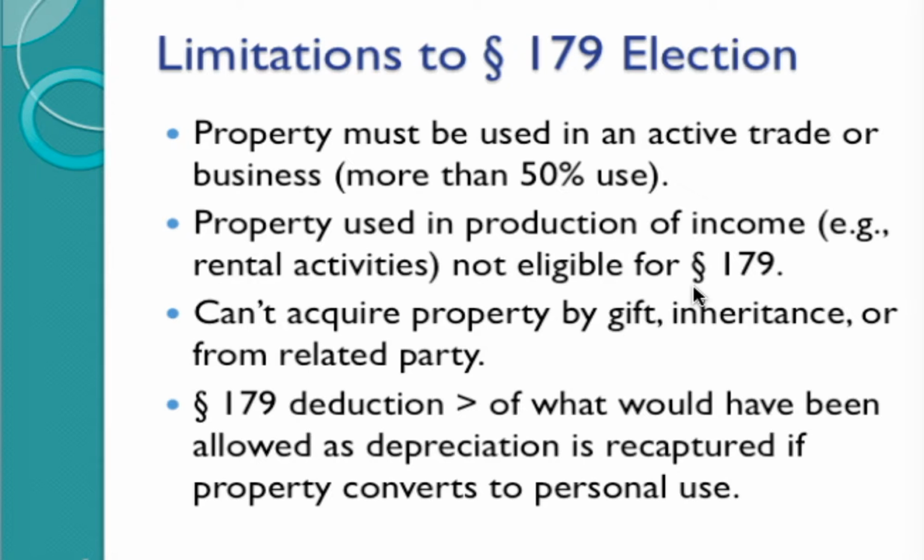Property can't be acquired by gift, inheritance, or from a related party, so generally it has to be purchased. And the Section 179 deduction needs to be greater than what would have been allowed as depreciation, or what would have been allowed as depreciation is recaptured if the property converts to personal use. So if the property converts to personal use, depreciation would be recaptured, and the amount of the deduction has to be greater than the amount that would be recaptured under that format. Okay, I know that's a little bit confusing.